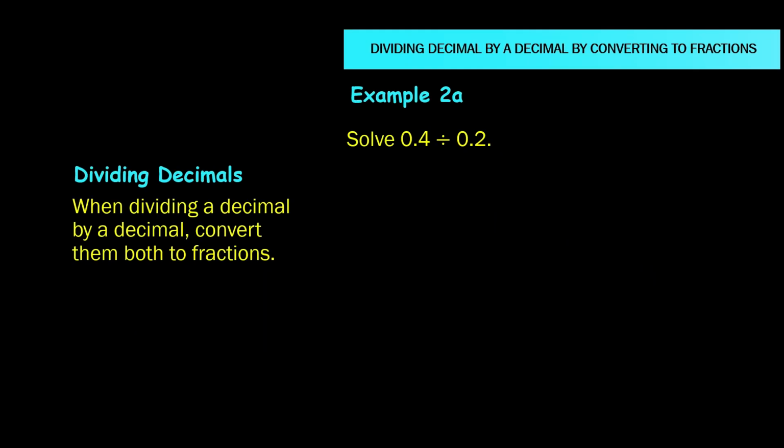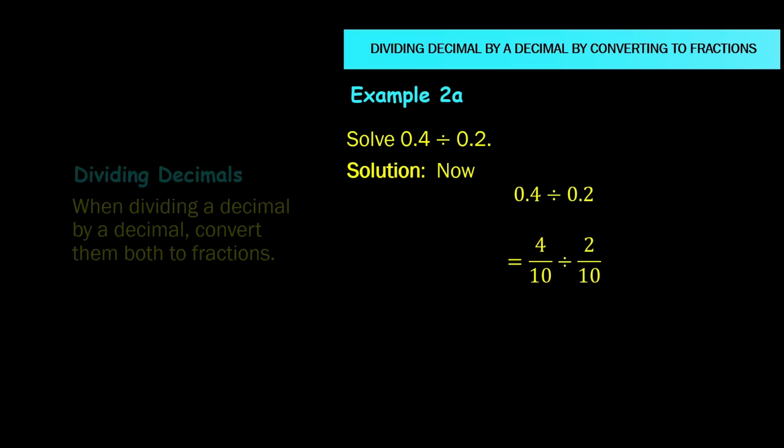Now let's consider dividing one decimal by another. Let's try the example shown on the screen. We can convert the decimals to fractions. Turn the second fraction upside down and change the division sign to a multiplication sign. Cancel the tens to give 4 divided by 2. Which is equal to 2.